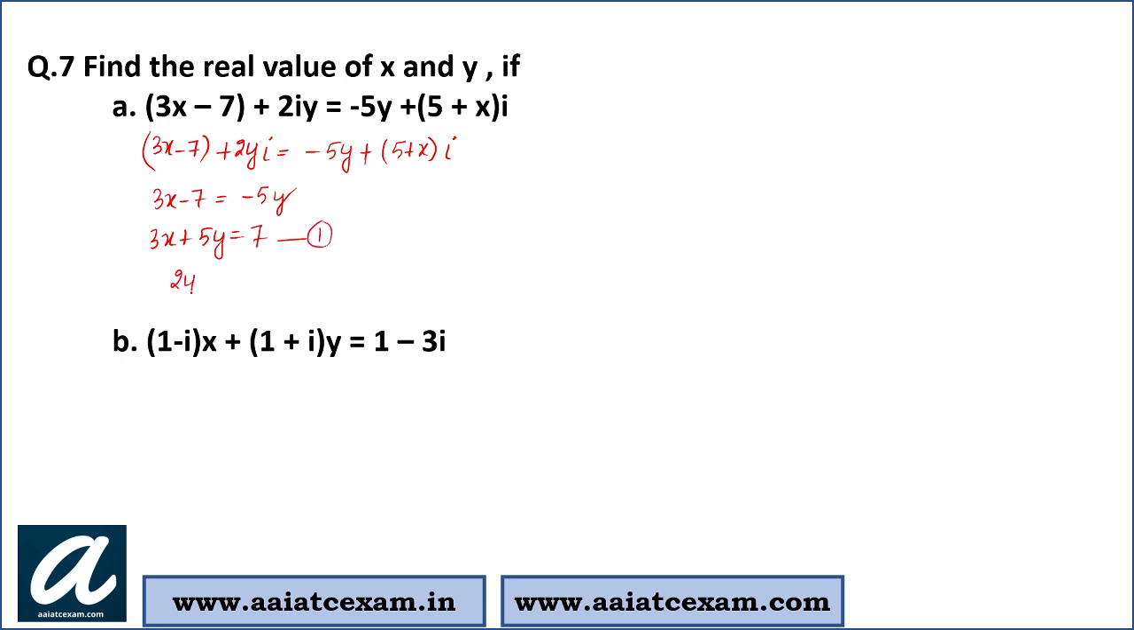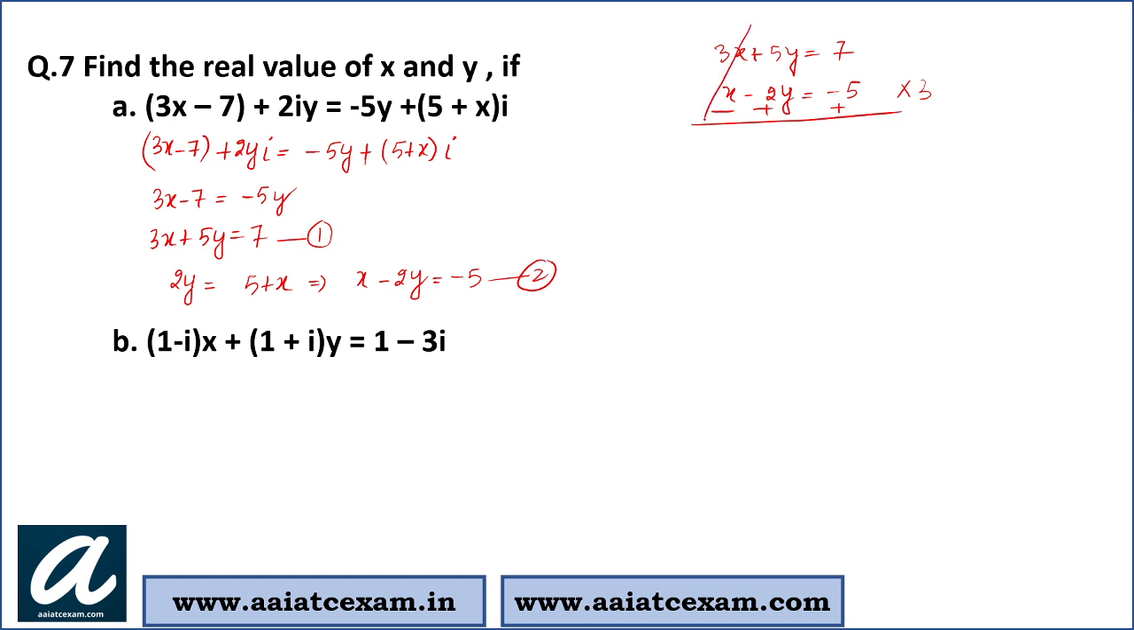And the imaginary part 2y should be equal to the imaginary part, that is 5 plus x. So I can write x minus 2y equal to minus 5. This is equation number 2. So just solve 1 and 2. The one is 3x plus 5y equal to 7 and the other is x minus 2y equal to minus 5. Students, just multiply this with 3 and then subtract. So they will cancel out. 5y plus 6y is 11y, and this will be equal to 15 plus 7, that is 22.